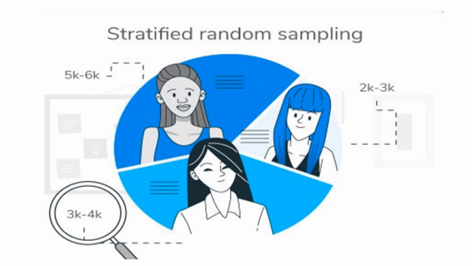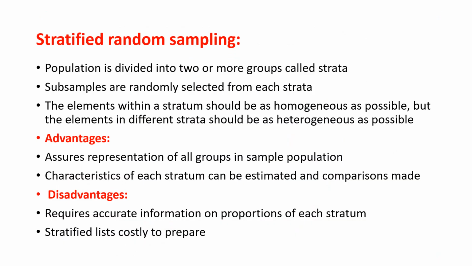If the maximum number of students are coming from the Asian origin, then the strata will have greater weightage from the Asians. So here, as the population is divided into different groups, each group is called a stratum, and subsamples are randomly selected from each stratum, and the elements within a stratum should be as homogeneous as possible. So when we are taking the sampling units from the Asian stratum, it is preferred that it is composed of mostly, in fact, all Asians. But elements in different strata should be as heterogeneous as possible.